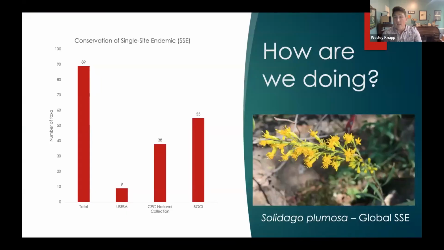And frankly, we're not doing well at capturing this group of plants. Right now, we have 89 in the data set, and only 9 are listed under the Endangered Species Act. Because with the ESA, extreme rarity does not warrant listing. For instance, Solidago plumosa here is a global single site endemic that was petitioned and decided not to be listed by the U.S. Fish and Wildlife Service. 38 of these OCO plants are known from ex situ collections at the CPC National Collection, and 55 are already found at BGCI partnering institutions. We'd really want to vet those identifications, but you'll see we're still falling short from capturing all of these plants.